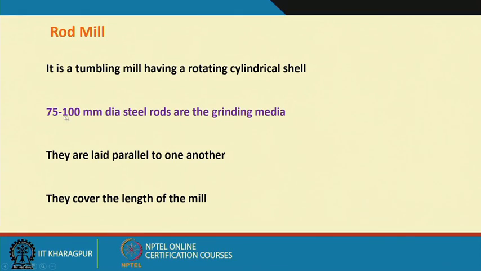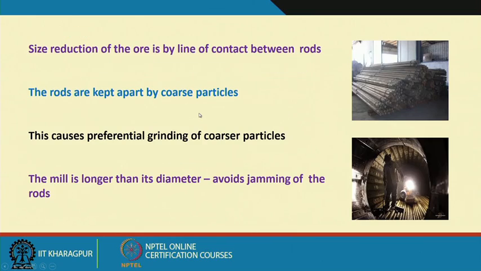So, 75 to 100 millimeter diameter steel rods are the grinding media here in place of the balls. They are laid parallel to one another and they cover the entire length of the mill. When they tumble, the particles sit in between and get broken. This is an image of the rods we normally use, and this is how a rod mill looks inside.